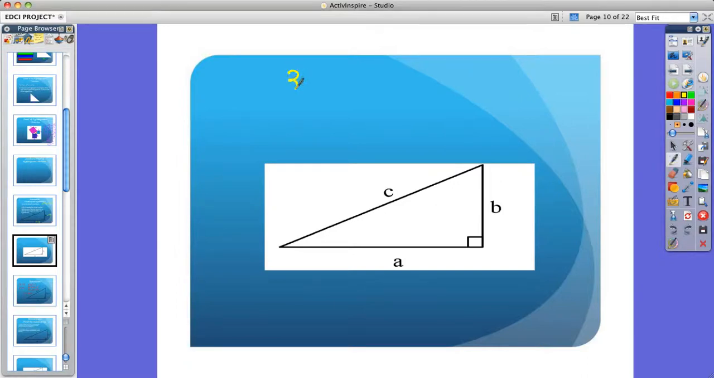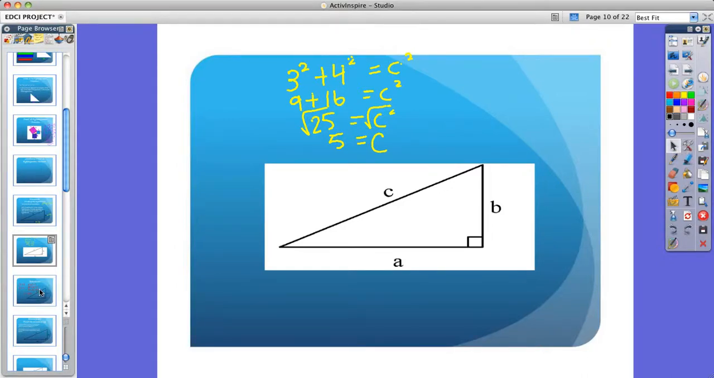So it was 3 squared plus 4 squared equals c squared. So 9 plus 16 equals c squared. So 25 equals c squared. So to find c, we take the square root of both sides, and c equals 5. Good job. Okay, now we'll move on to our next example.